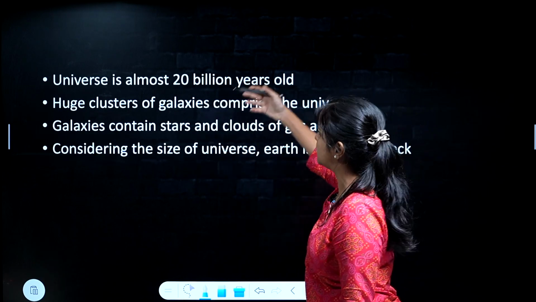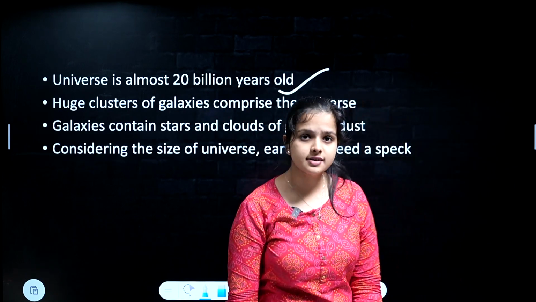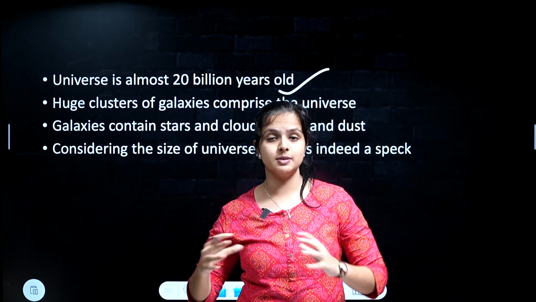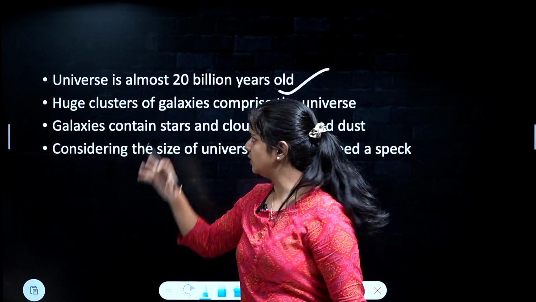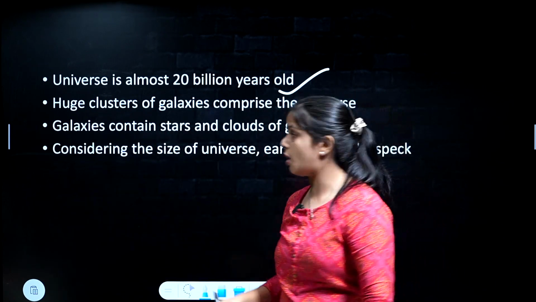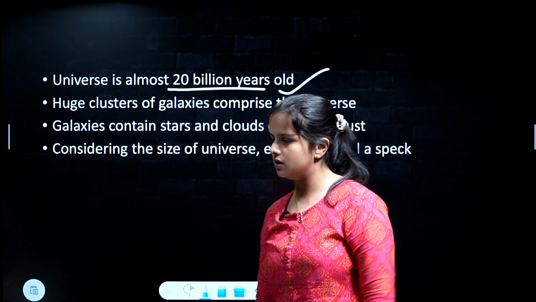If we look at the universe, it's about 20 billion years old. How old is the universe? The whole universe, not just the Earth. The Earth, the solar system, the Milky Way galaxy, and all of the galaxies together comprise the universe. And the universe is about 20 billion. I'm not talking about million here. I'm talking about billion. It's about 20 billion years old.